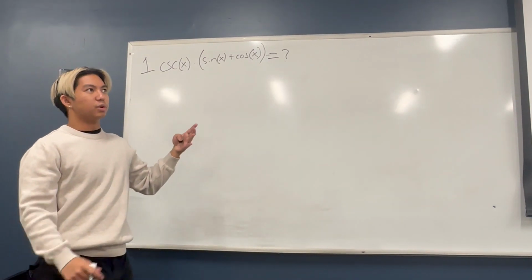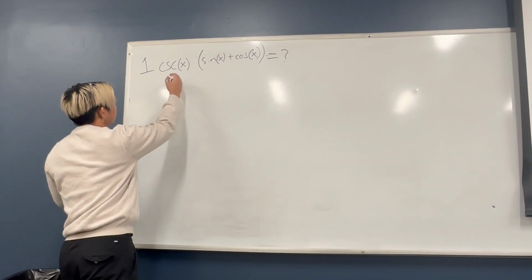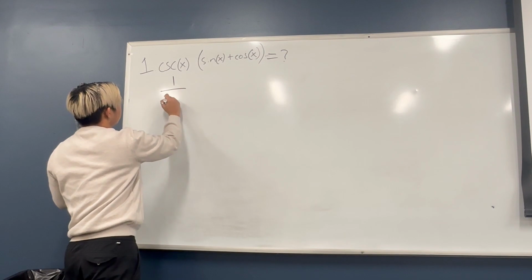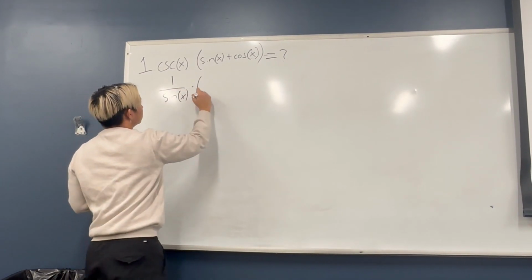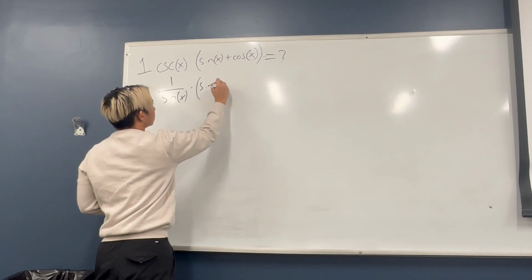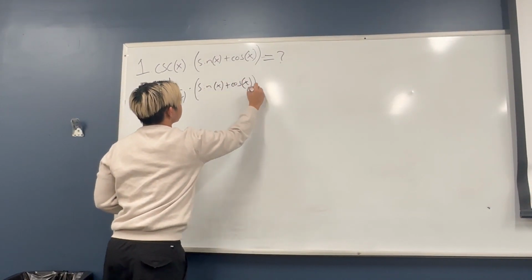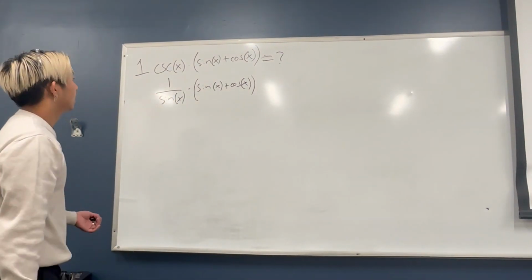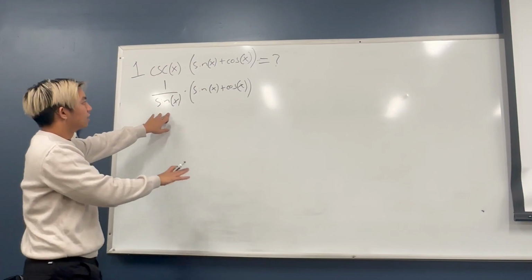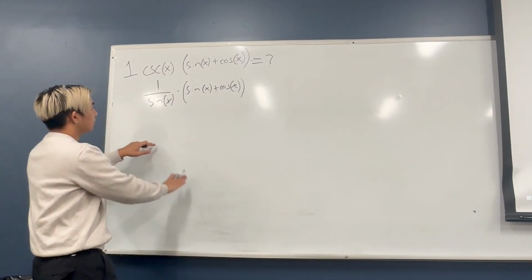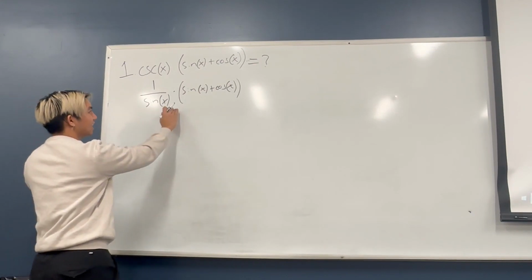Remember that cosecant is the reciprocal of what? Sine, right? So we can rewrite this as 1 over sine of x times sine of x plus cosine of x. So now what? Now I'm going to distribute this cosecant into the parentheses here. So 1 over sine times sine.